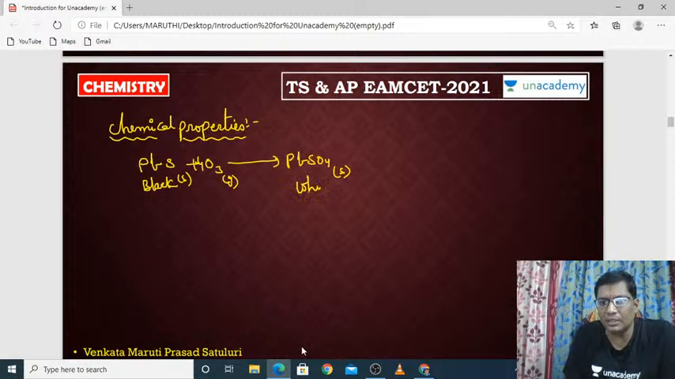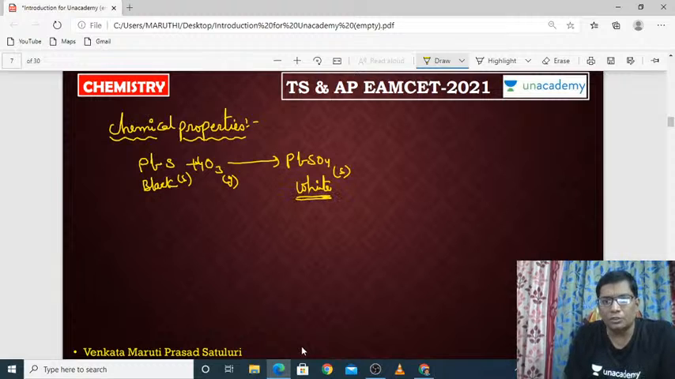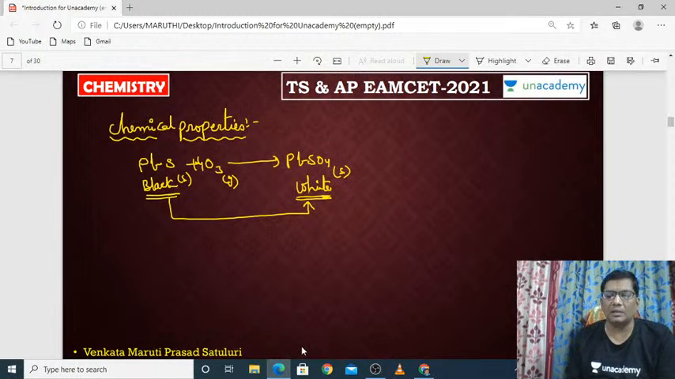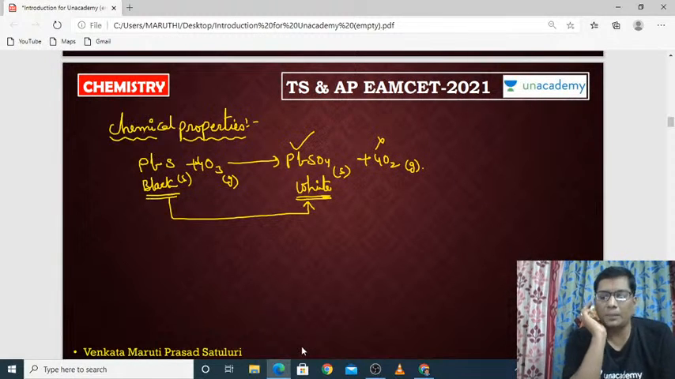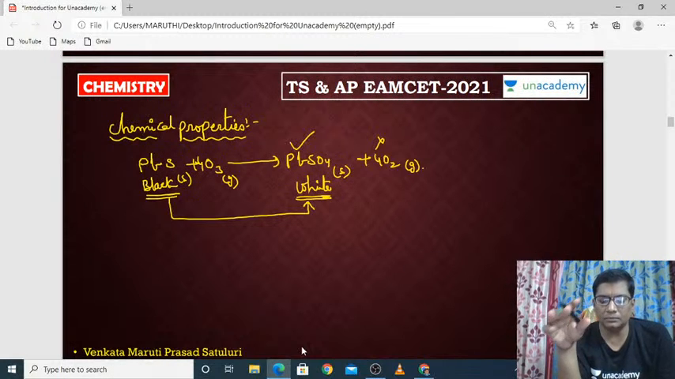So which color is it? It is white color. So the black color lead sulfide is converted to white color lead sulfate. Of course, oxygen molecules will be produced. It is not our required product. This is our required product. That's why old lead painted areas can easily be regenerated by the addition of this ozone.